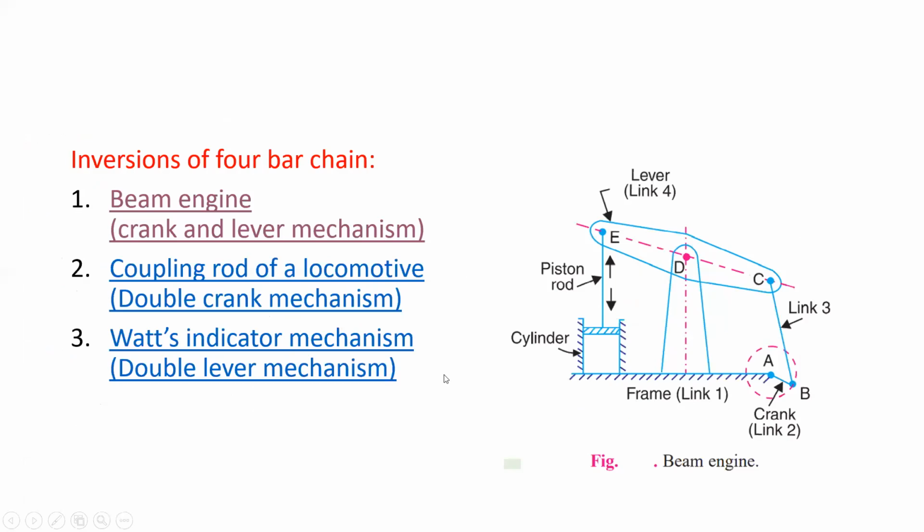Okay, so we have seen these three different inversions of the 4-bar chain. Though the mechanisms are so complex, so huge, so heavy, or so small, they are all derived from the same 4-bar chain. They are just inversions. And depending on the application, we give the size to the mechanism.